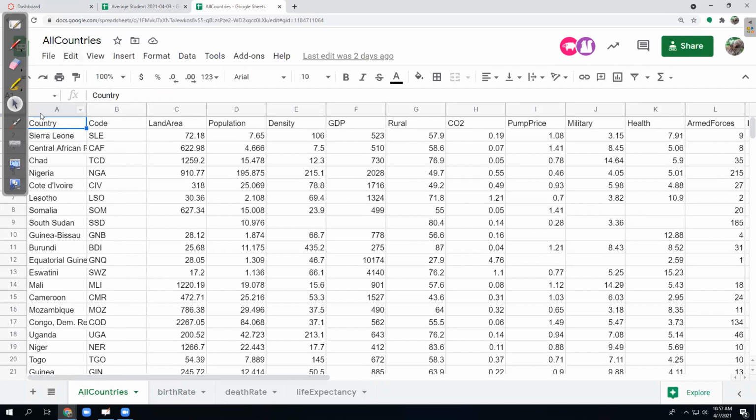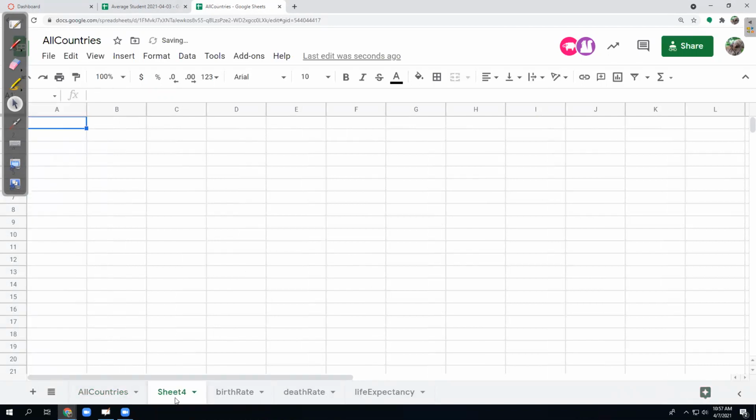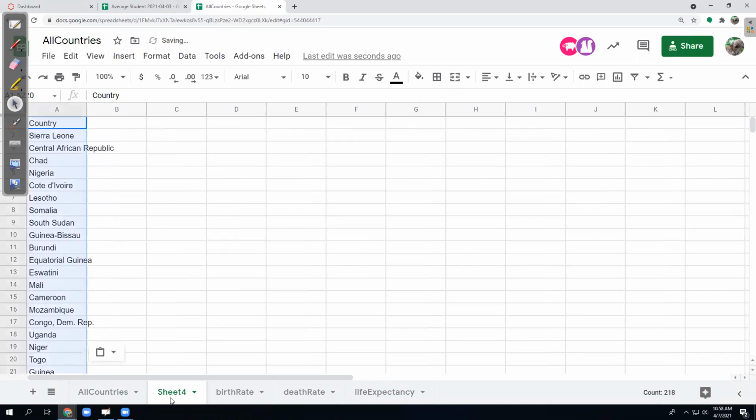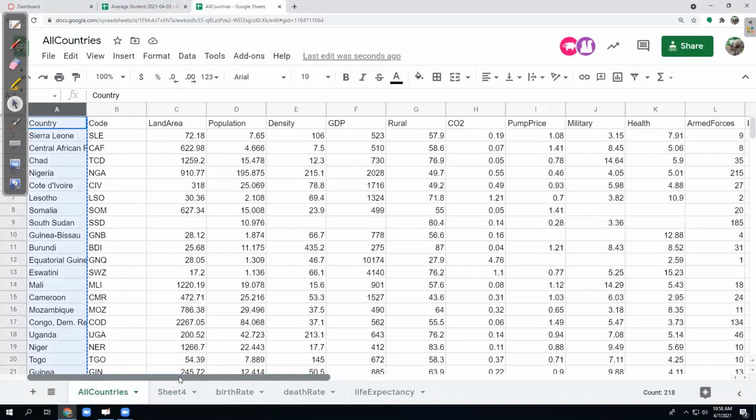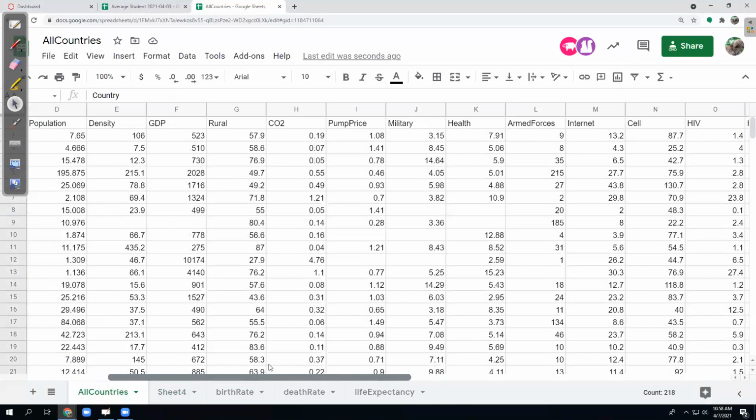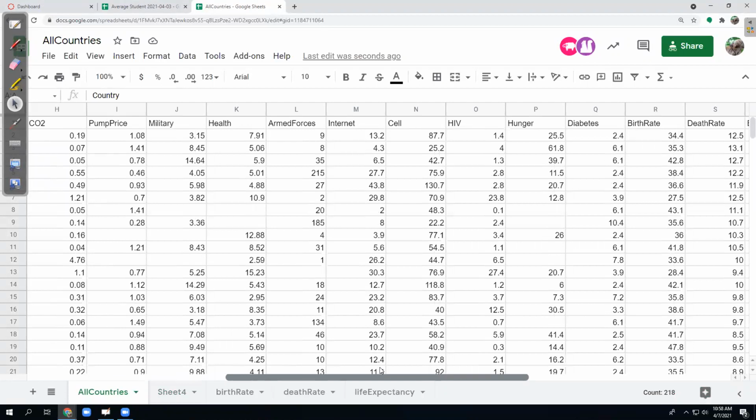I'm going to grab the country name because I like to have those references. I'm going to copy that into a new one. And I think I will do birth rate next. I'm just going to call it sheet 4 for now. With sheets, you can't have two sheets with exactly the same name. The computer doesn't like that. And then I want the birth rate. Scrolling over, birth rate.